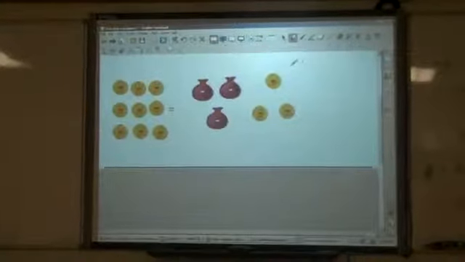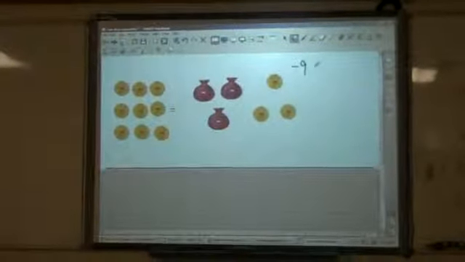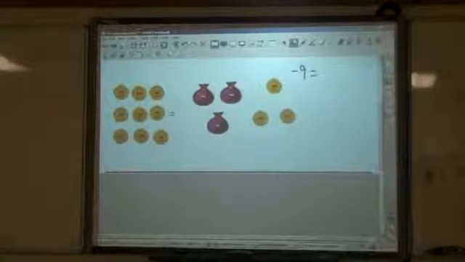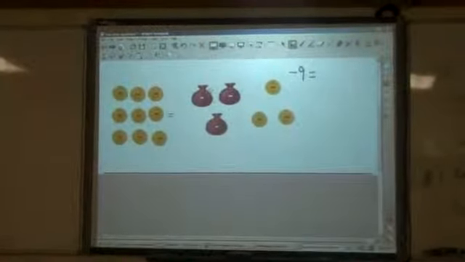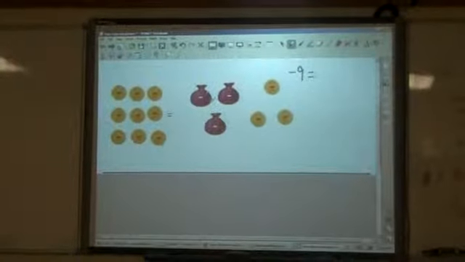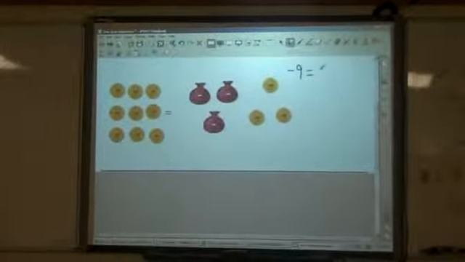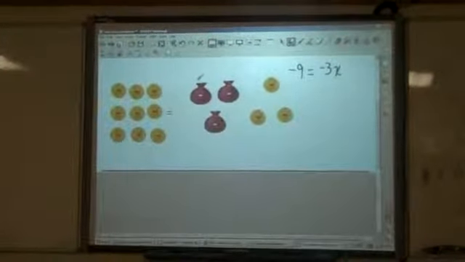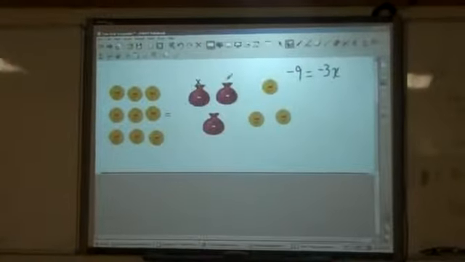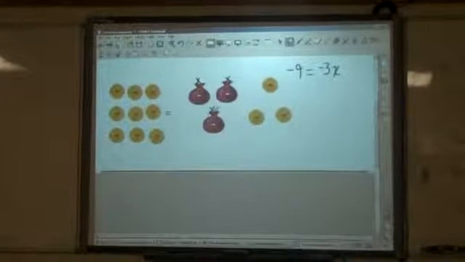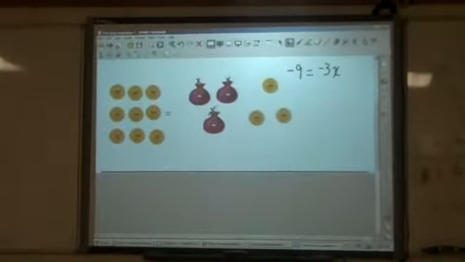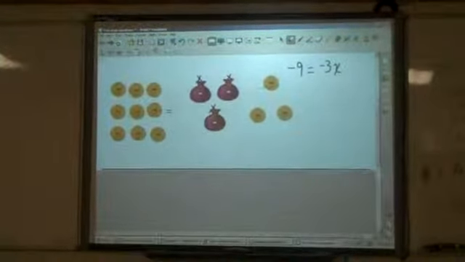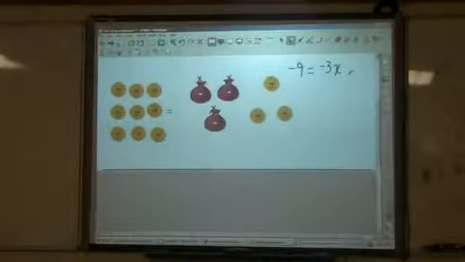So I'm going to write my equation as negative 9 equals. If you remember our pouches, we don't know what's in them, but they all have to have the same amount of coins. But they're negative pouches, and I have 3 of them. So I have negative 3 pouches. Because if this is a pouch X and this is another one, here's another X, since they're all the same pouches, I have 3 negative X pouches. And I have 3 negative coins.